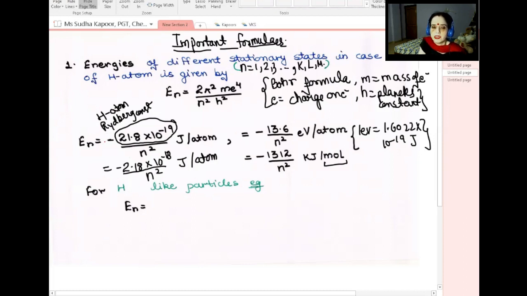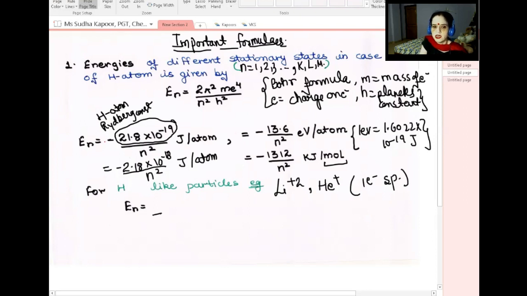But what will happen if we consider the hydrogen-like particles? Hydrogen-like particles include those which have one electron, for example Li2 positive or He positive. These are one-electron species, but they do not have the same atomic number. The atomic number is different, so the formula for En is not going to be the same as given for the hydrogen atom. The formula is going to change a little bit.